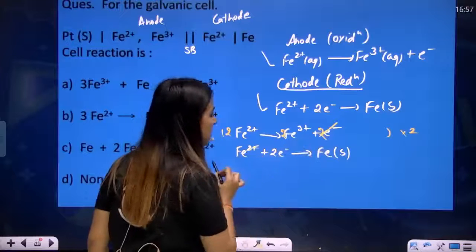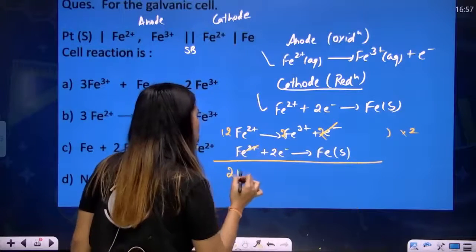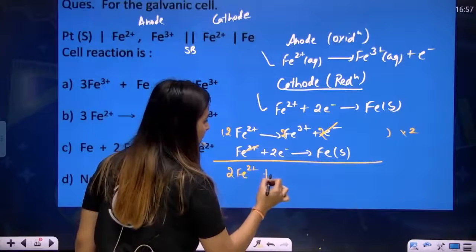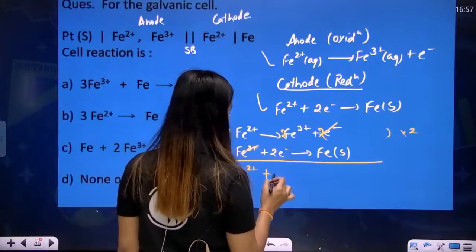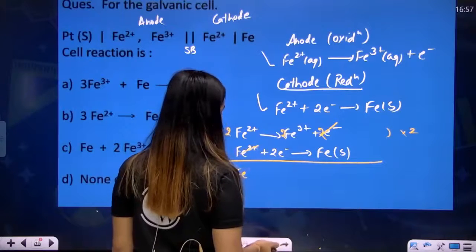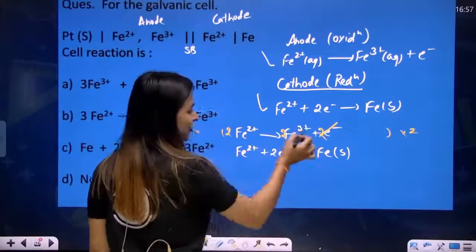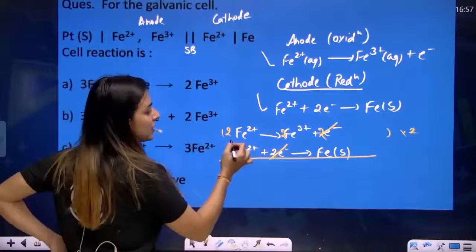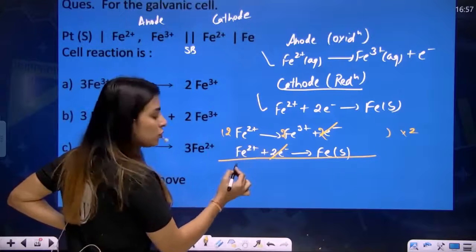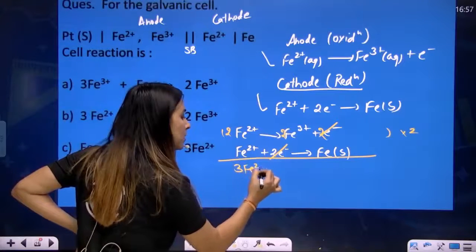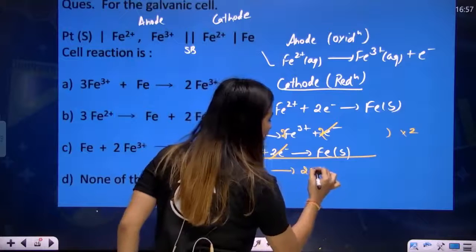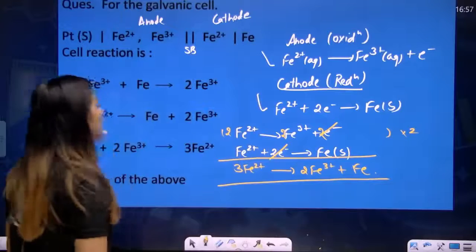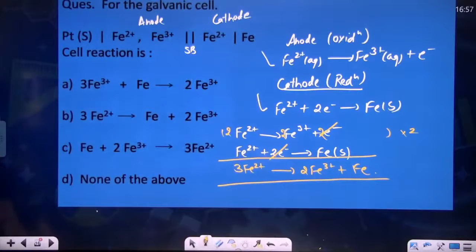Then the electrons will be cancelled and my net cell reaction will come out to be 2 Fe2 plus. Yeah, 2 electrons get cancelled. Right, now in the net cell reaction, you have these 2 Fe2 plus and this 1 Fe2 plus, so 3 Fe2 plus gives me 2 Fe3 plus plus Fe, right? So this will be your net cell reaction.